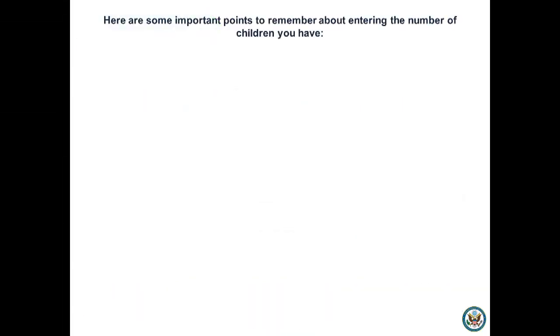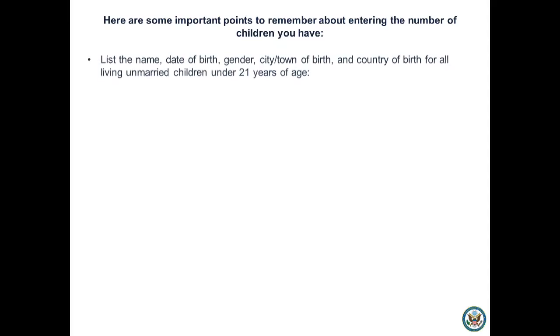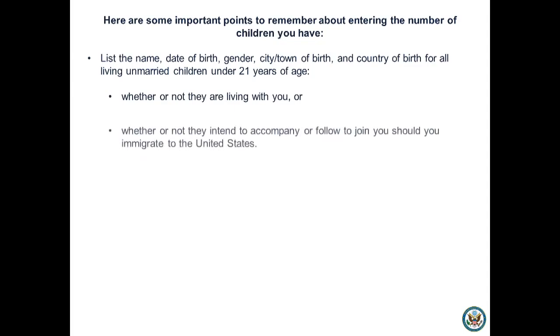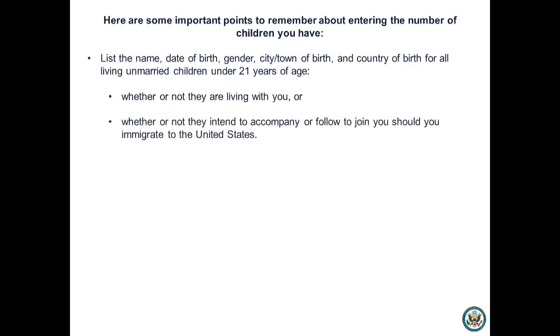Here are some important points to remember about entering the number of children you have. List the name, date of birth, gender, city or town of birth, and country of birth for all living unmarried children under 21 years of age, whether or not they are living with you, or whether or not they intend to accompany or follow to join you should you immigrate to the United States.